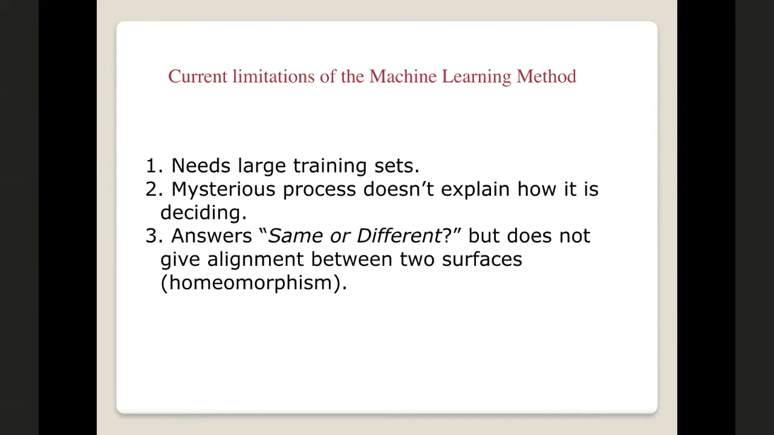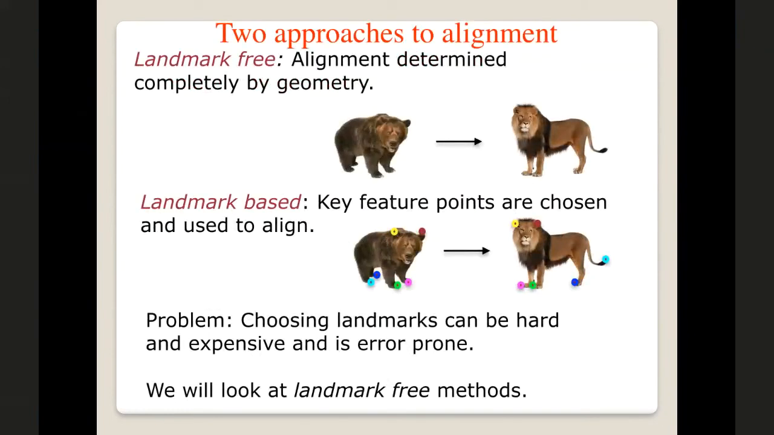The first part of the question, needing large training sets, is a real problem because, for example, when you study proteins, you might only have a few images. It's very expensive to get an image of a protein from X-ray crystallography or other methods, so you may not have large training sets. So that can be a real problem. So I'll finally just want to make one remark.